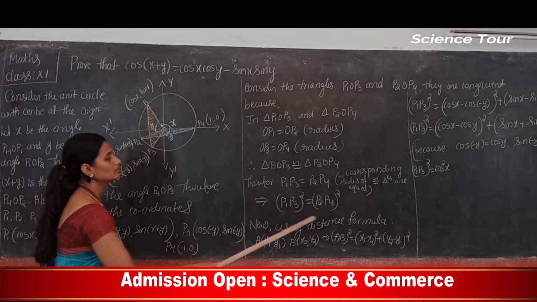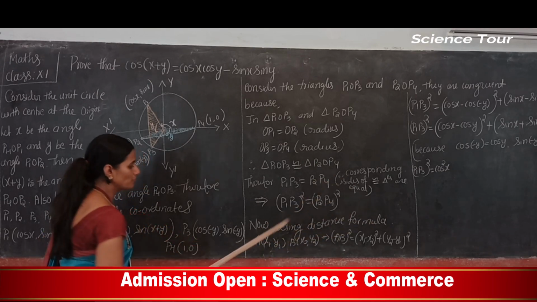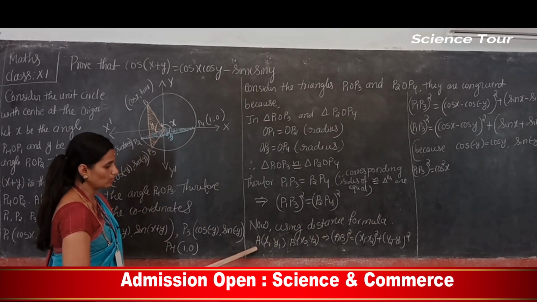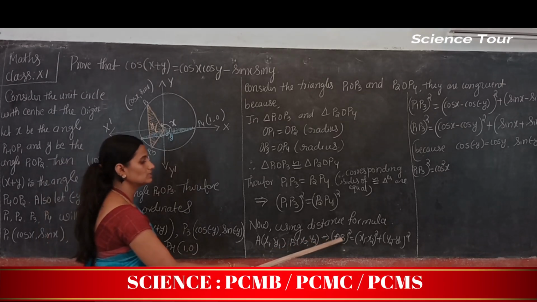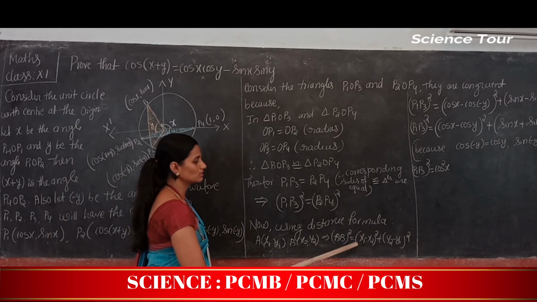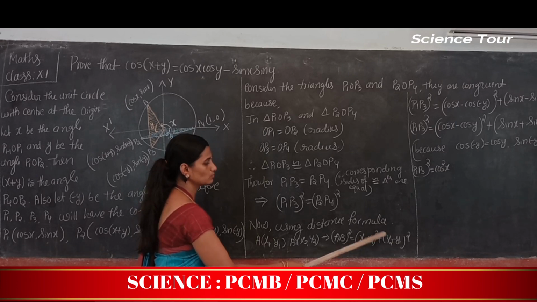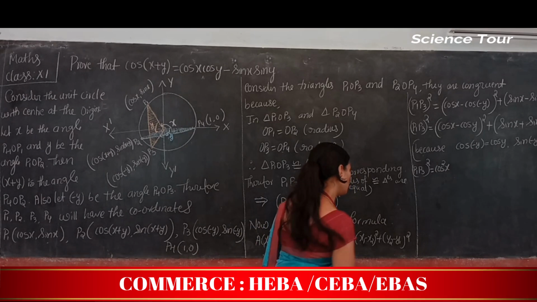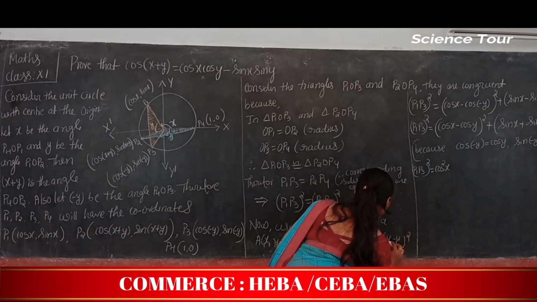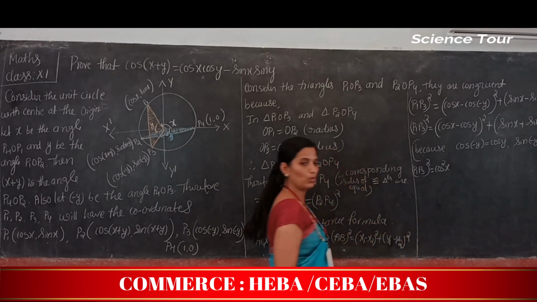So for that, by using the distance formula. What is your distance formula? A of (x1, y1), B of (x2, y2), that is equal to what? AB square is equal to (x1 minus x2) whole square plus (y1 minus y2) whole square, or y2 minus y1 also you can write. So it is (y1 minus y2) whole square.